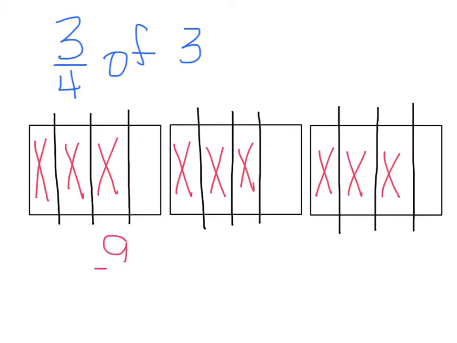And then I always want to remember when I'm thinking about what the denominator is, I want to always think about how many parts there are in a whole. So I'm going to look back to one whole and see that I have 1, 2, 3, 4 parts. Okay? So we have 4 parts in a whole. So 3/4 of 3 is equal to 9/4.